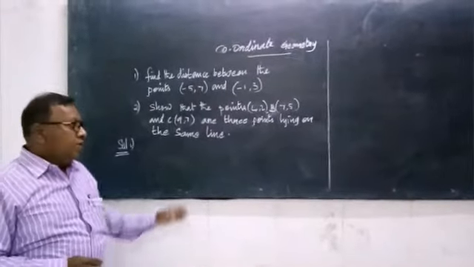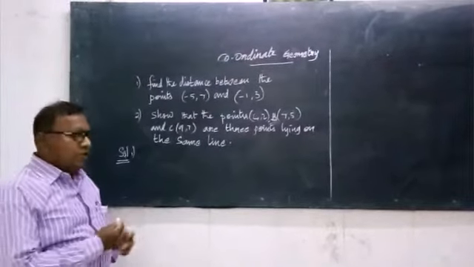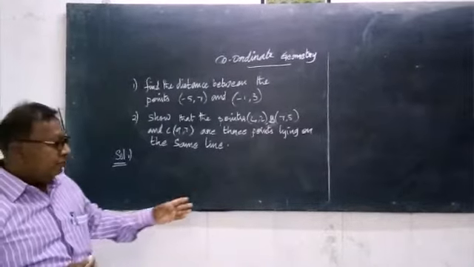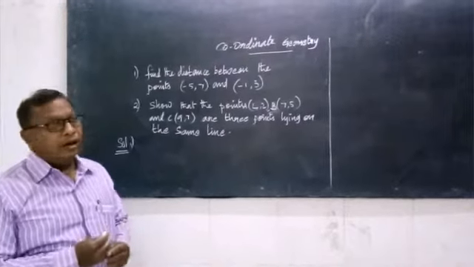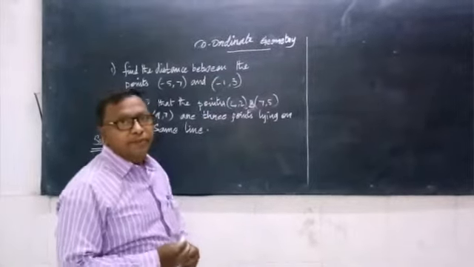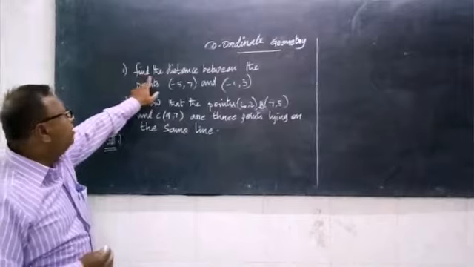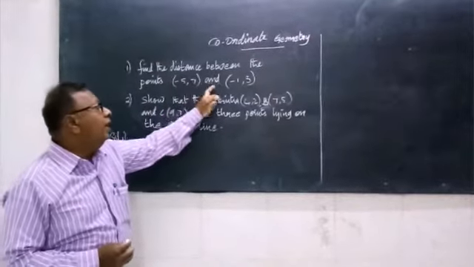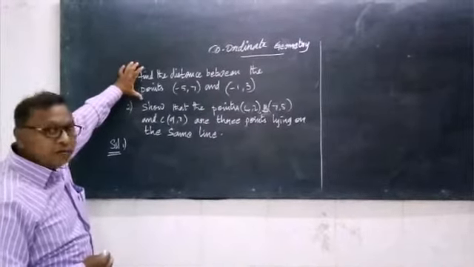Okay children, we have found the distance formula just now, isn't it? What is the formula? AB is equal to root of x2 minus x1 whole square plus y2 minus y1 whole square. Now using that formula we shall try to find the distance between the points. See, I have chosen two problems for you here. So the first one is: find the distance between the points minus 5, 7 and minus 1, 3. Now first we shall try to solve this problem.